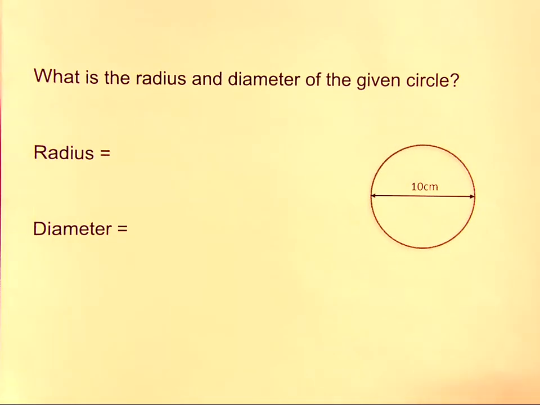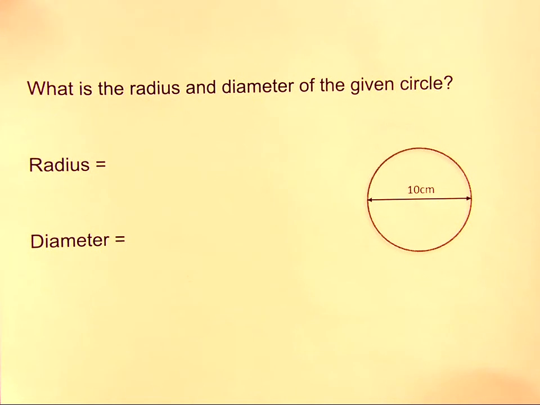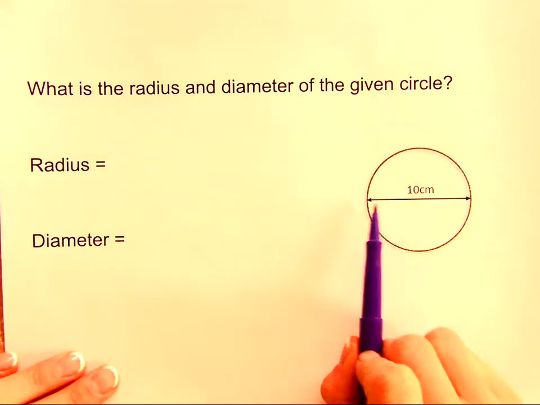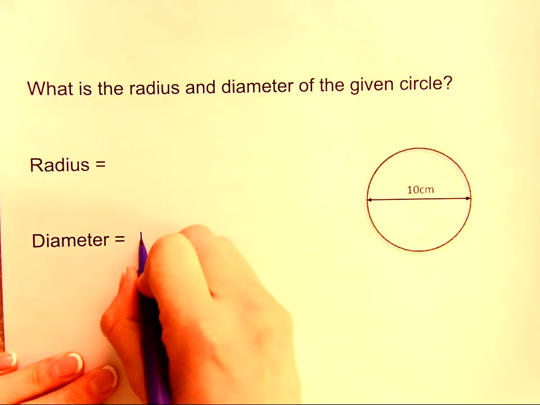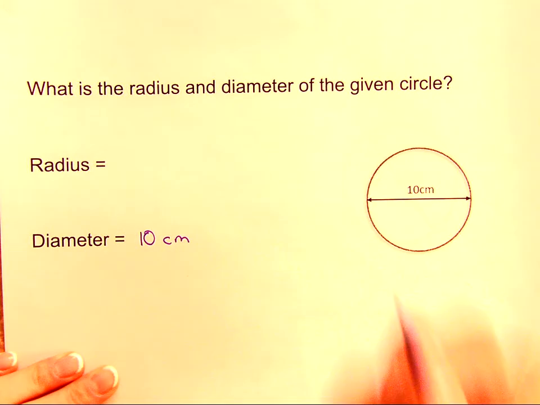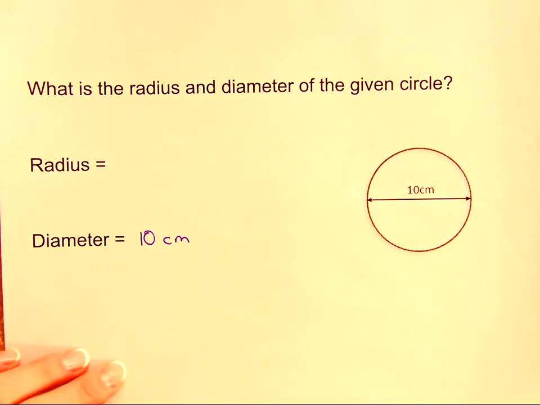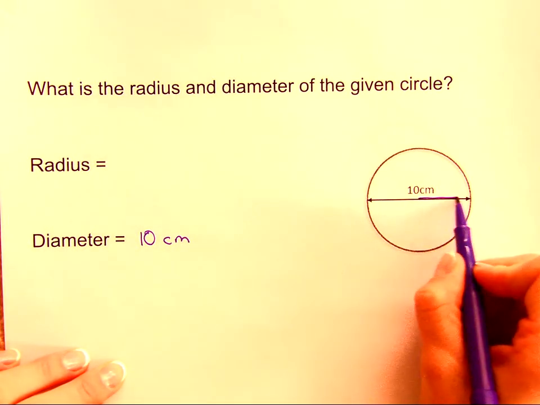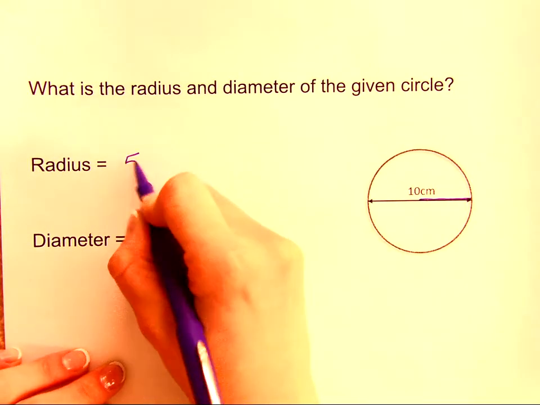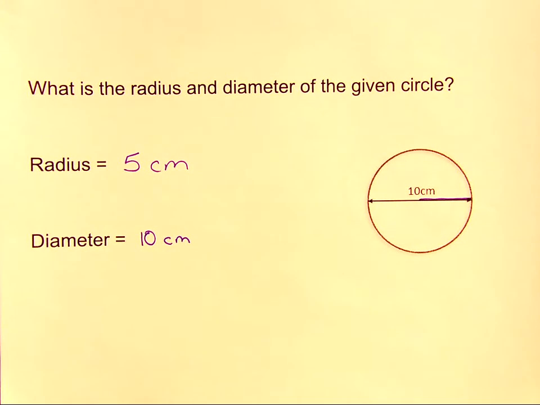So real quick, you don't even have to pause the video. Just take a second to jot down what you think the radius and diameter are of the given circle here. So hopefully you realize this is going all the way across, which is the diameter. So that's 10 centimeters, that's what I gave you. So to find the radius, which is just from the center out, I need to cut that in half. So the radius here would be 5 centimeters.